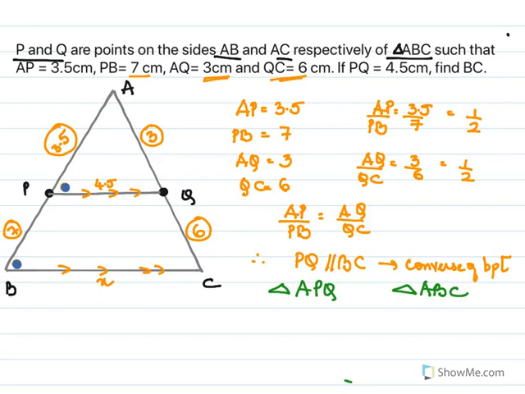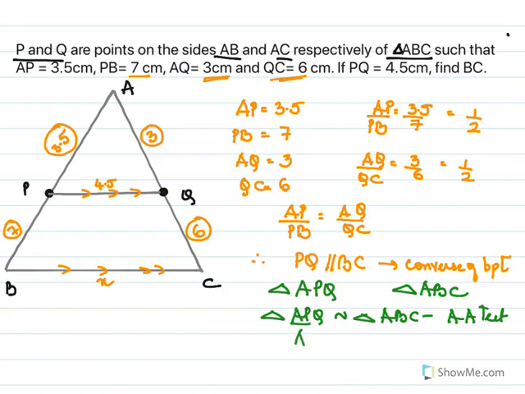These two are equal, corresponding. And then we have these two are equal, also corresponding angles. So the triangles are similar by AA test. So triangle APQ is similar to triangle ABC by AA test. Of course, you've got to write the angles. Now if the triangles are similar, the corresponding sides are proportional.